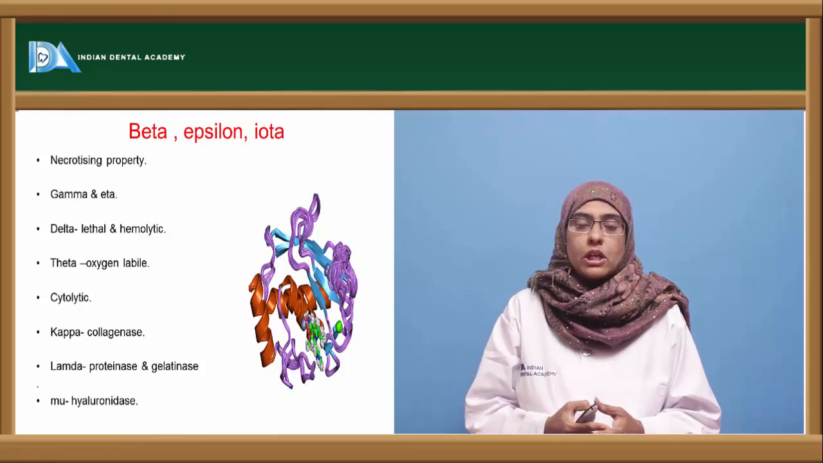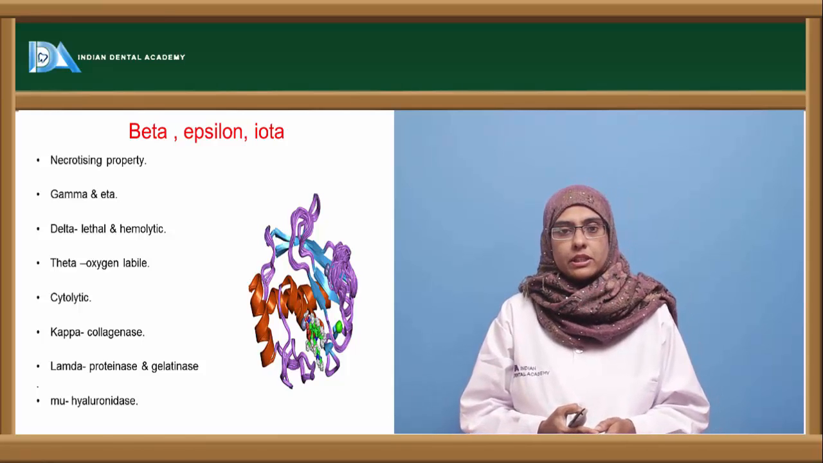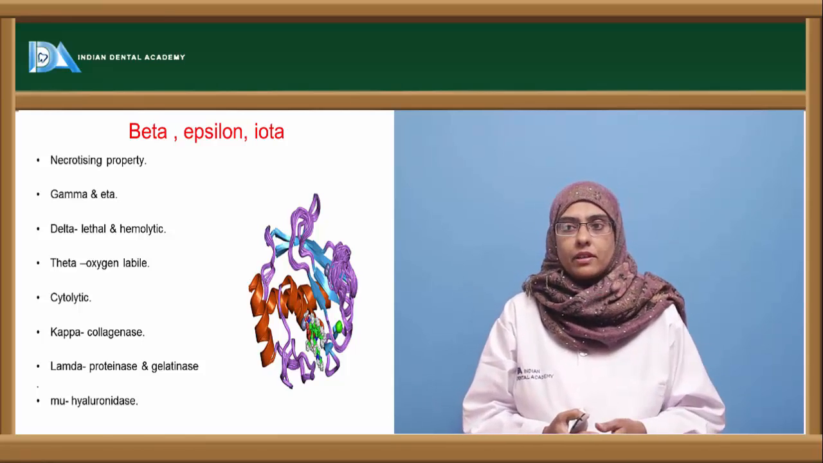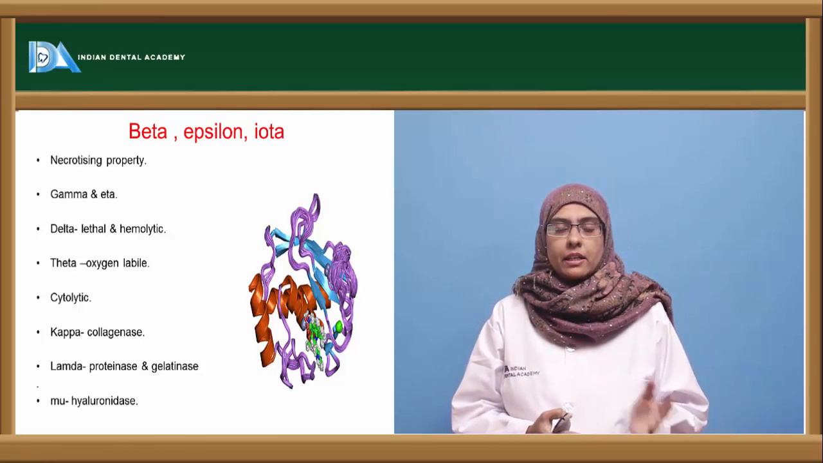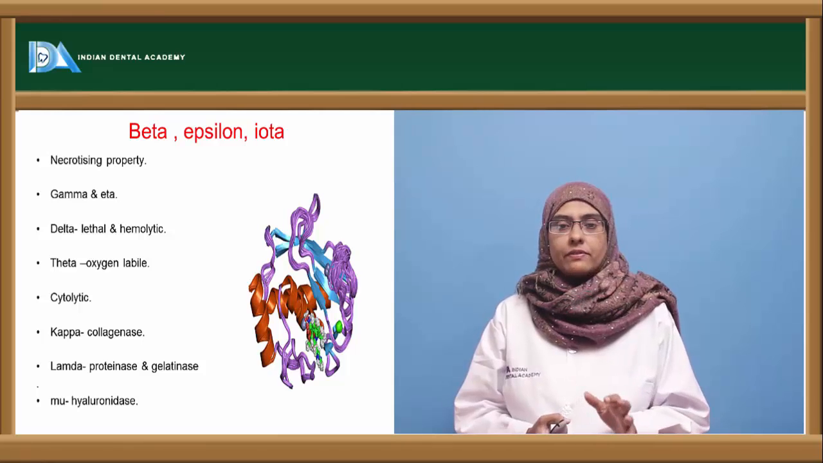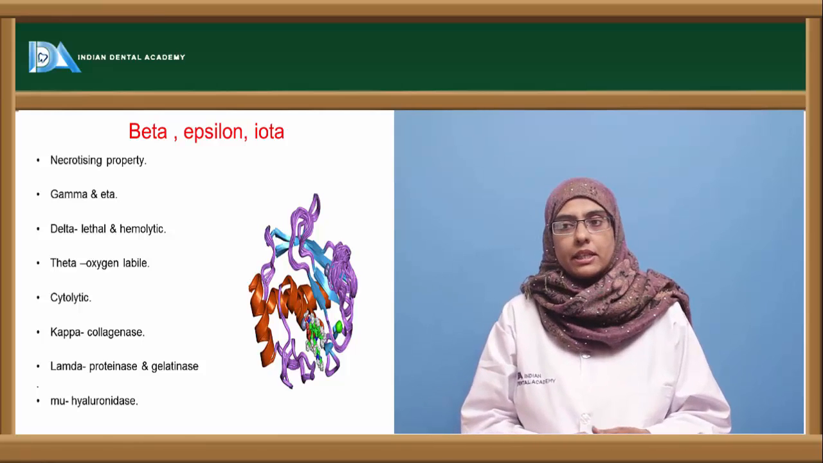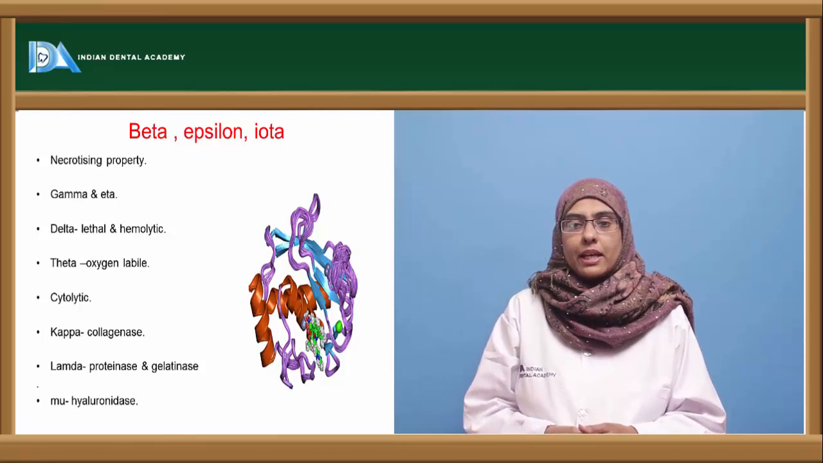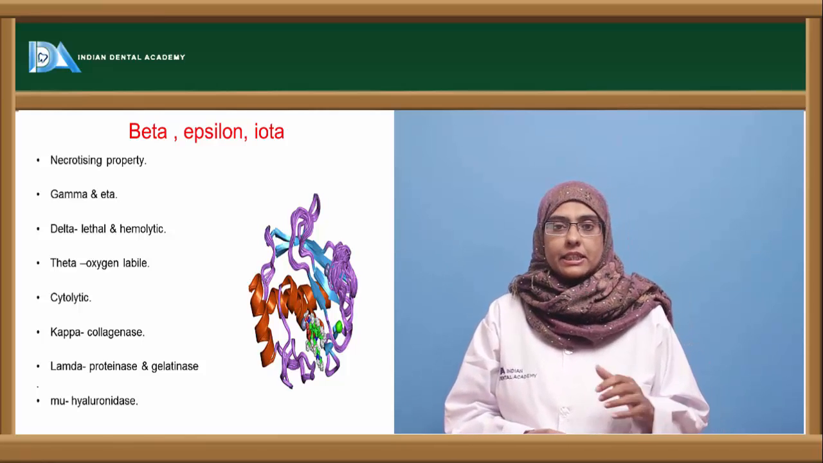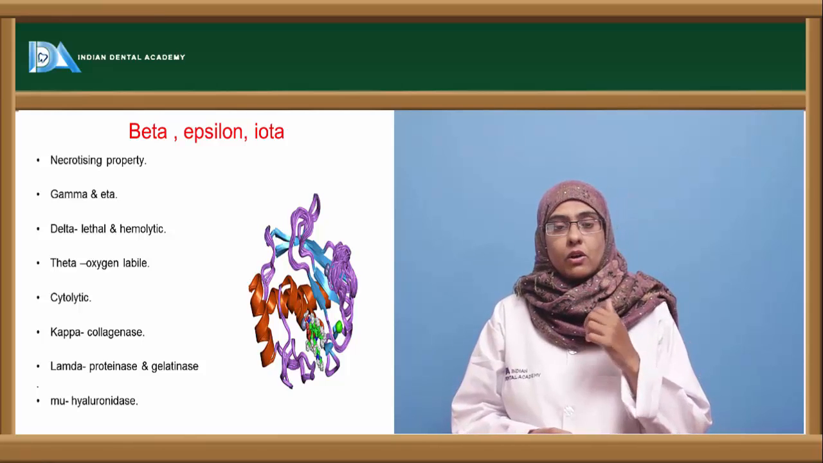These are also toxins involved in the pathogenesis, but not as lethal as alpha toxin. They have a necrotizing property, and gamma and eta are less lethal when compared to the other types of toxins. Coming to the delta toxin, it is lethal and hemolytic in nature, and theta is cytolytic and oxygen labile.